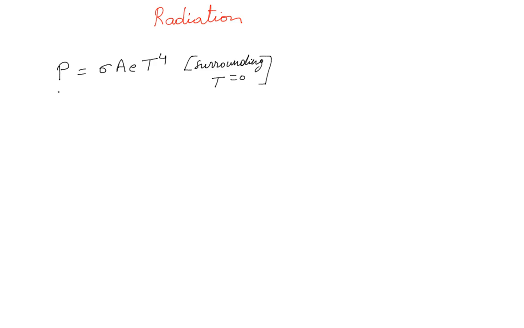What is P? First of all, P is the power radiated, which means how many joules per second of energy is radiated from the system. So every second, radiation is a continuous process. It's going to happen all the time until the object comes to the same temperature as the surrounding. So it's per second, joules per second. Sigma, well, this whole law is actually called Stefan's law.